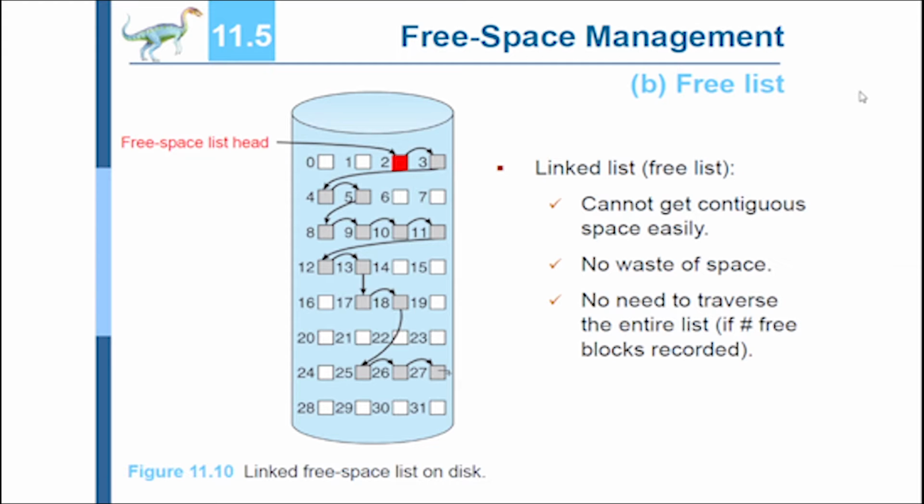For the second technique, free list or linked list, it cannot get contiguous space easily, so there is a waste of space. No need to traverse the entire list if the free block is recorded.